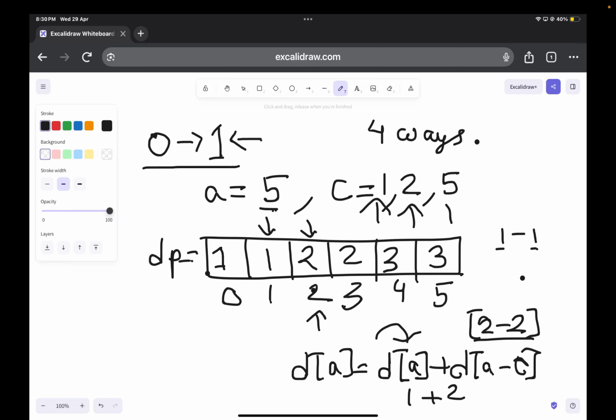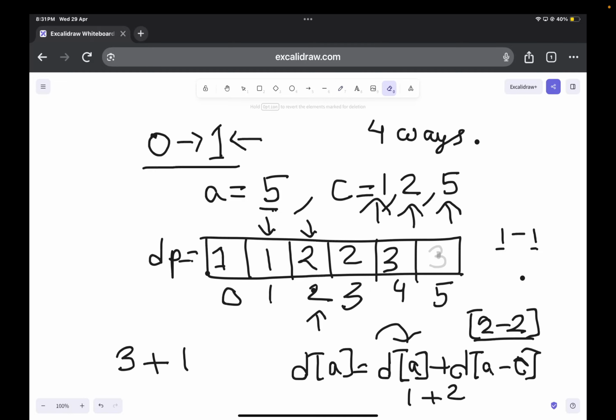Now you have the 5 rupee coin. With 5, what will you change? How much amount can you change with the 5 rupee coin? Only one, the last one. Others you can't change, because only amount 5 you can change. So you take the previous value, 3 ways, plus dp of 5 minus 5, which is 0. dp of 0 is 1. So ultimately the answer is 4. Got it?